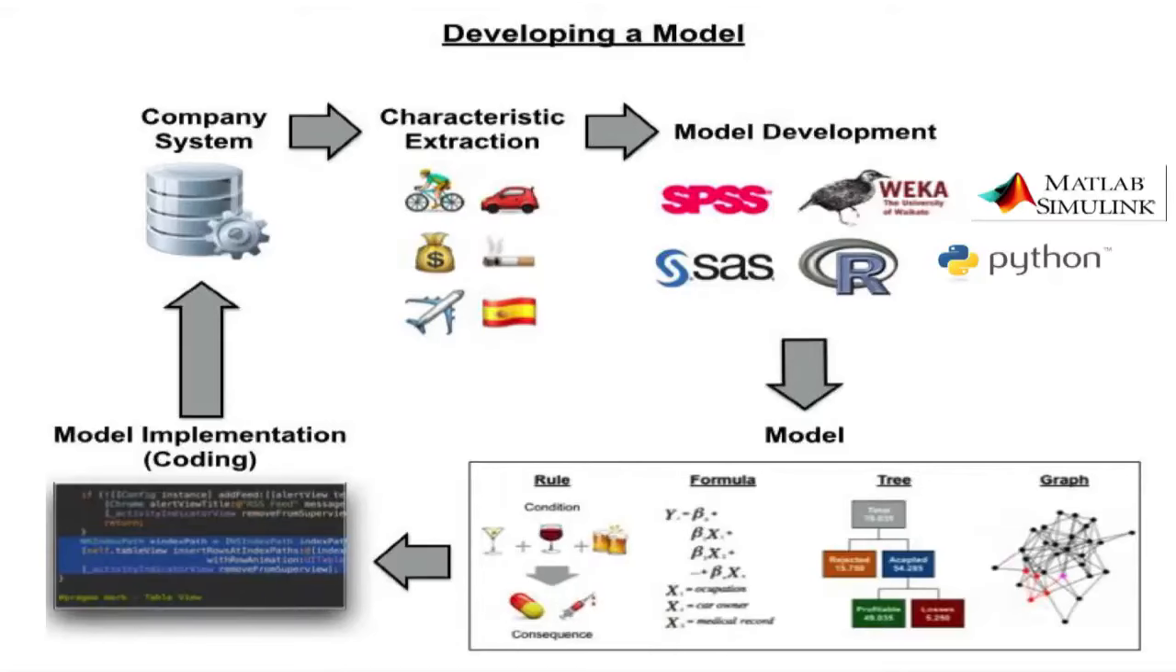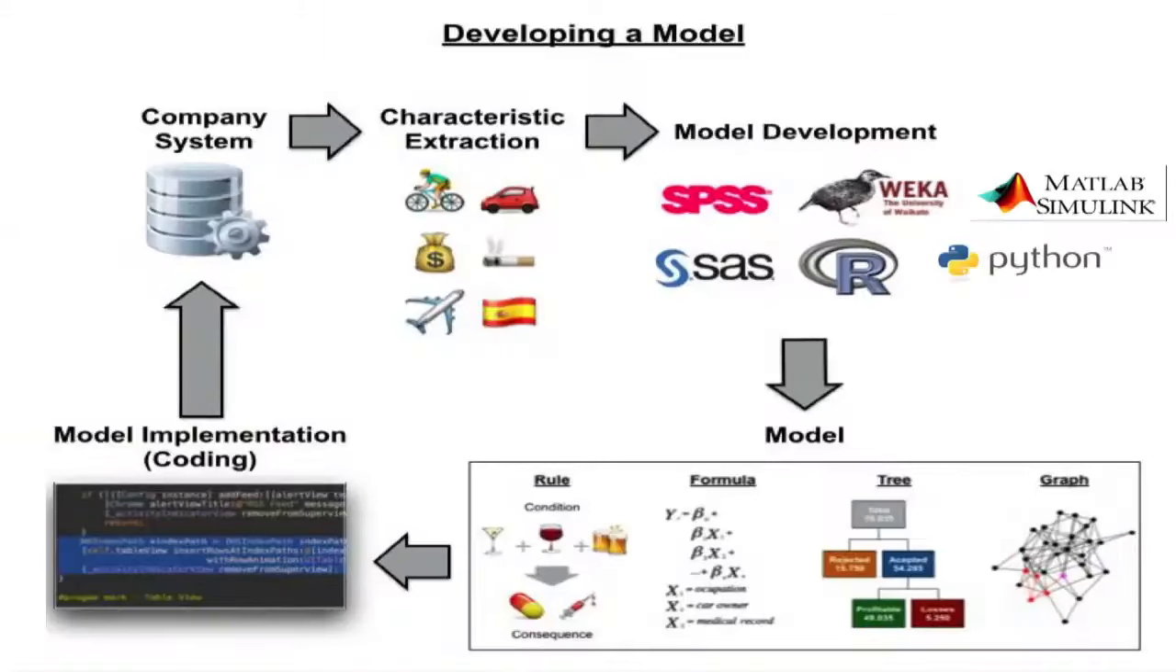We normally use, as we said, statistical tools like SPSS, SAS, R, Weka, MATLAB, Python. Those tools depend on the purpose that you're using them for, and some industries use one more than the other. I won't discuss this right now, but in class we can discuss that in more detail. So again, we see the types of models, the rule, formula, trees, and graphs that we mentioned in a previous slide. Let's see as well what big data is bringing to the table here.